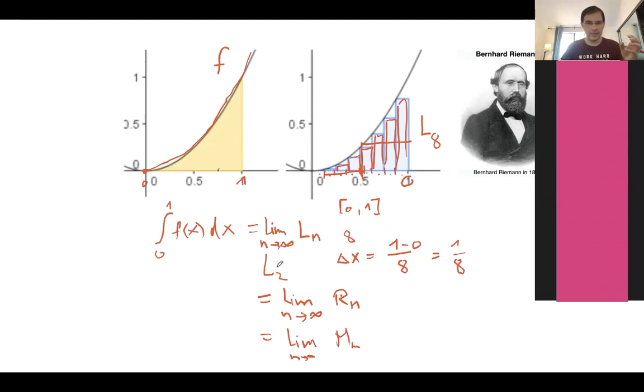And the L stands for left. What it means is that in this construction, we're taking left endpoints. In this R construction, we're taking the right endpoints. In M, we're taking the midpoints, and so on and so forth.